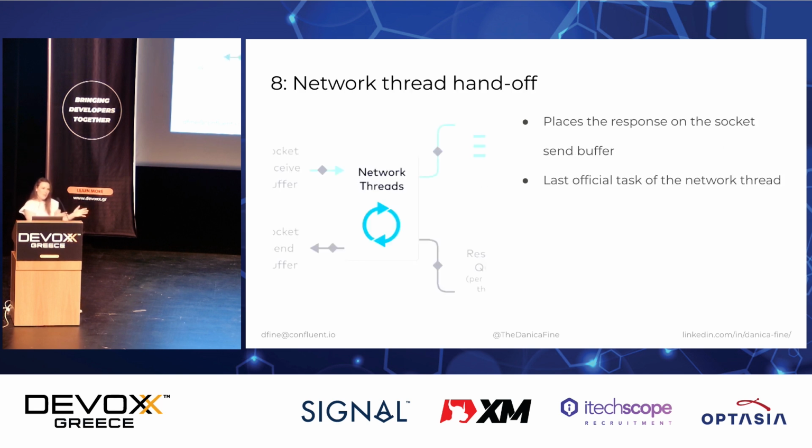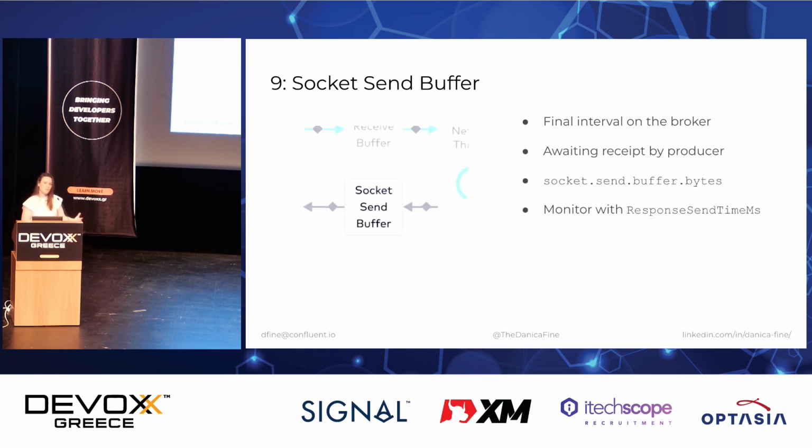And back to the network threads, right? They've just been waiting. They're ready to go. Well, they've been kind of ushering this along the entire time, right? So now they can usher the response back to the producers. And that's literally all they're going to do, send it off to the response queue. And then finally, the response is placed on the socket send buffer to await being received by the producer.